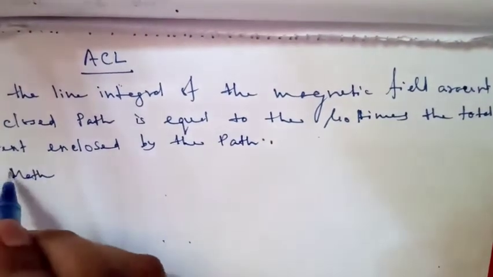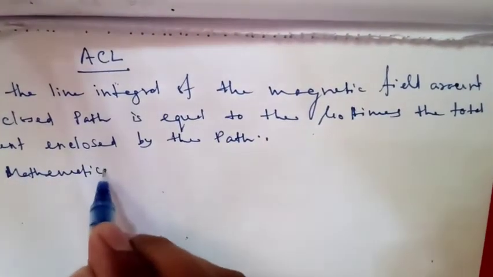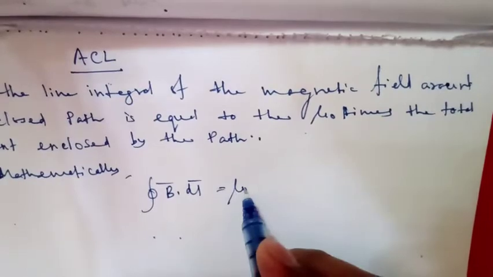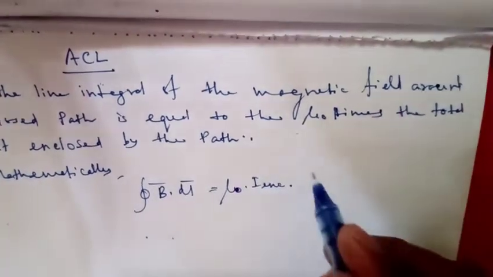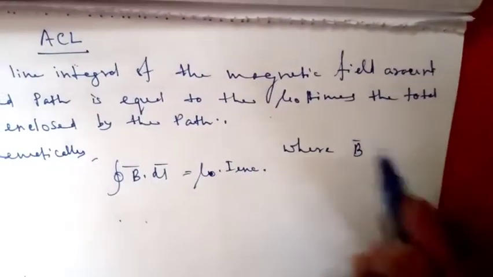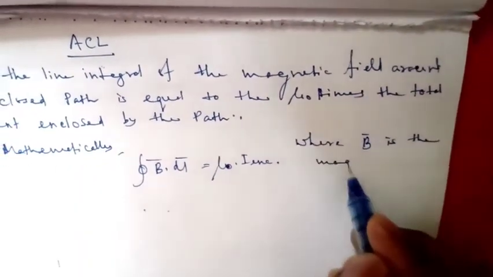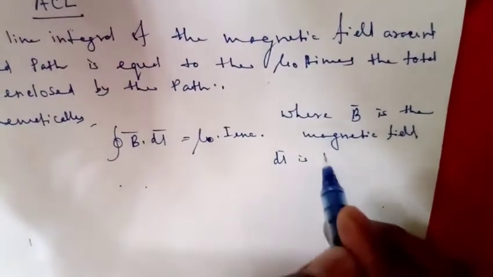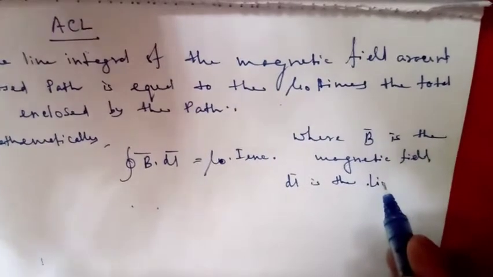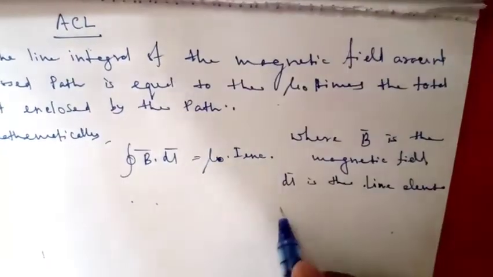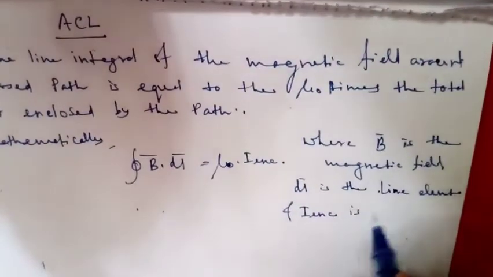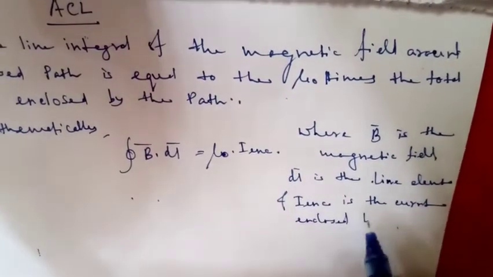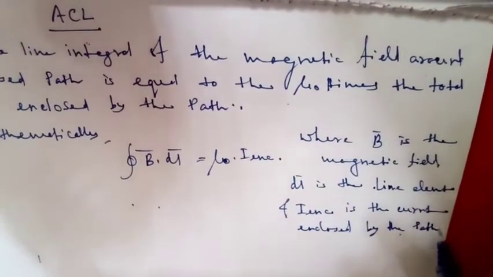Mathematically, closed integral B dot dl equal to mu 0 times I enclosed, where B is the magnetic field, dl is the line element, and I enclosed is the current enclosed by the path. Clear?